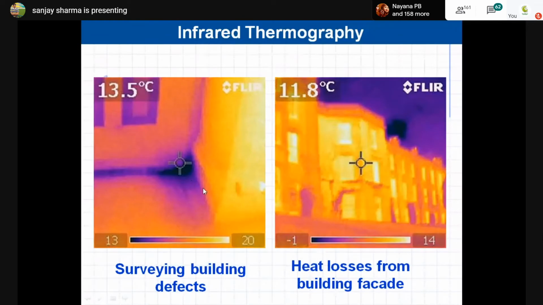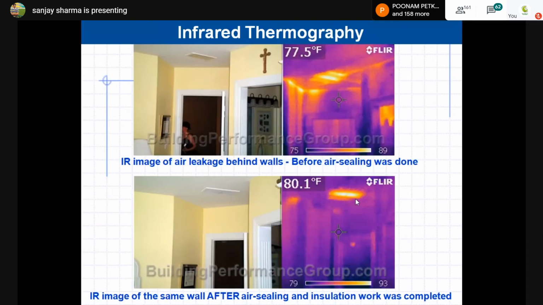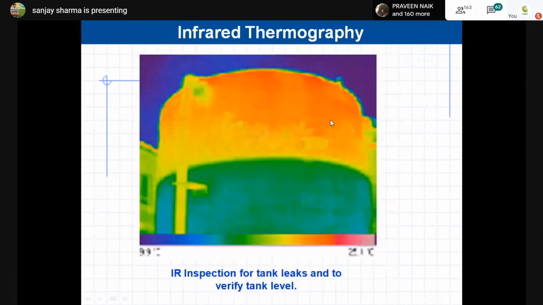So we can identify building defects by taking the picture. Heat loss from the building facade and thermal insulation can also be determined. Higher temperature, lower temperature. This is a leakage in the water tank.